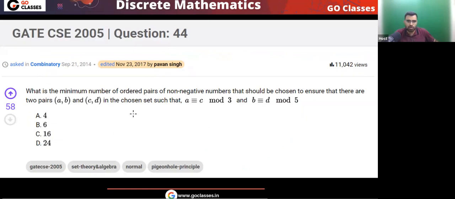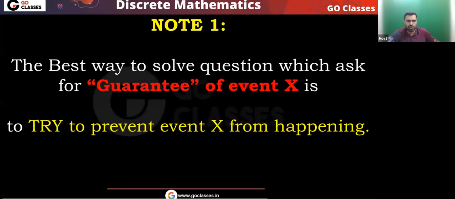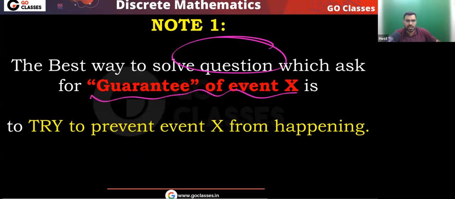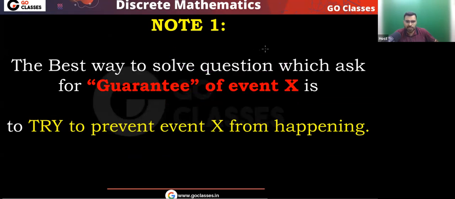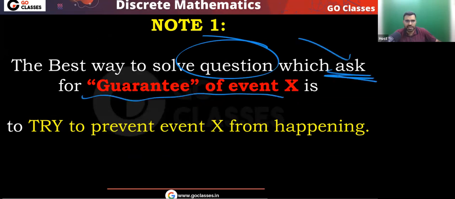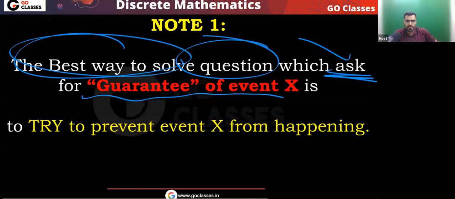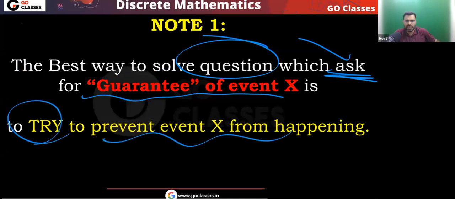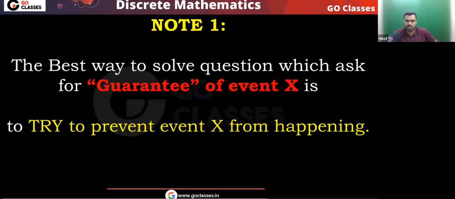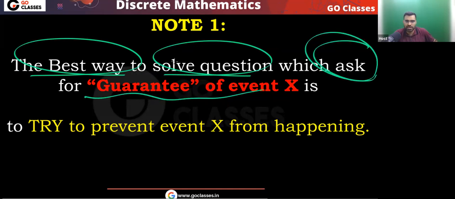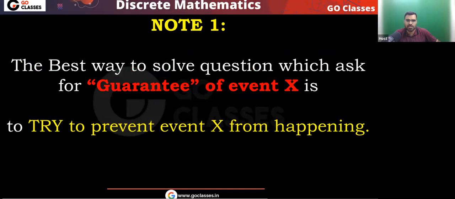Now remember one more thing. In the pigeonhole principle, I told you that if the question is asking for guarantee of event X, then what you will do? The best way to solve that is try to prevent event X from happening. So read this. This is very important. We are going to use it. The best way to solve a question which is asking for guarantee of event X is to try to prevent event X from happening. So this is the simple point.